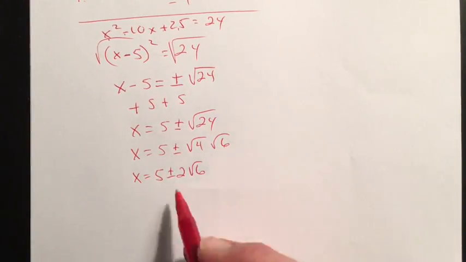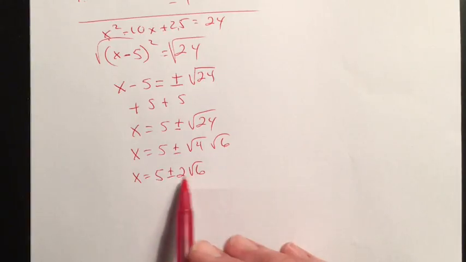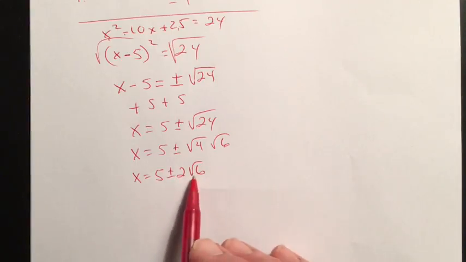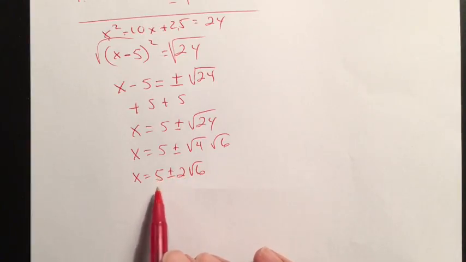So there are 2 answers. Now this is roughly, I don't know, 2 something. But you multiply this square root of 6 times 2 and add it to 5. And then square root of 6 times 2, subtract that from 5. Those are your 2 answers.